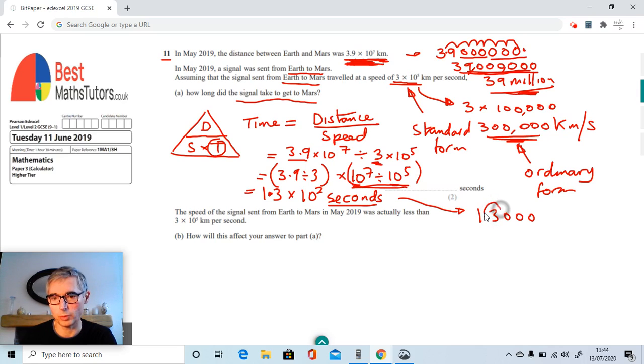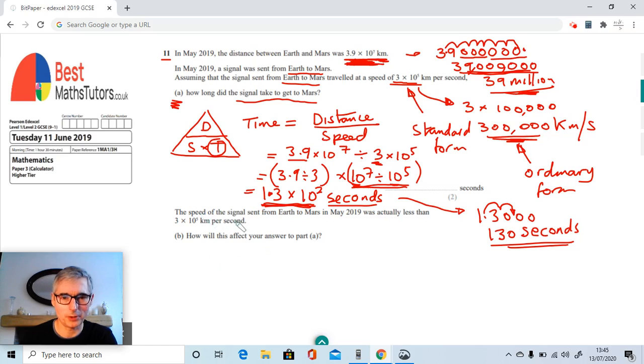So we skip over 1, 2 places, and we can see that in ordinary form, that's where the decimal point would go. So it's actually 130. So it's telling us it takes 130 seconds if we were to write it in ordinary form, but in standard form, it's fine to give the answer like that as well. And it's 1.3 times 10 to the power 2 seconds. So that's part A done.